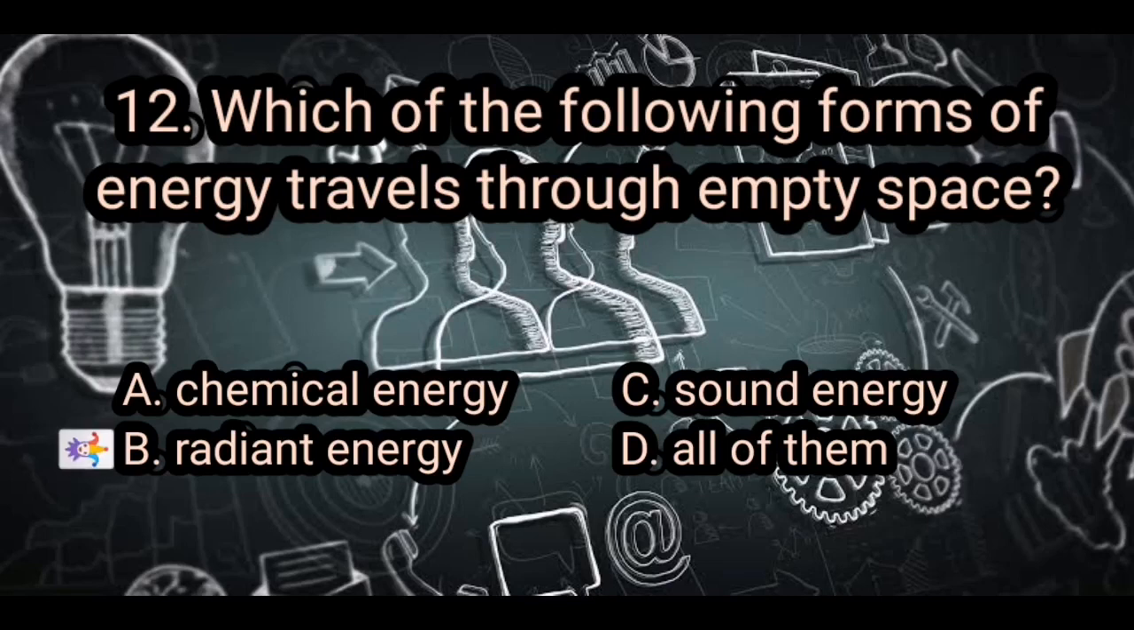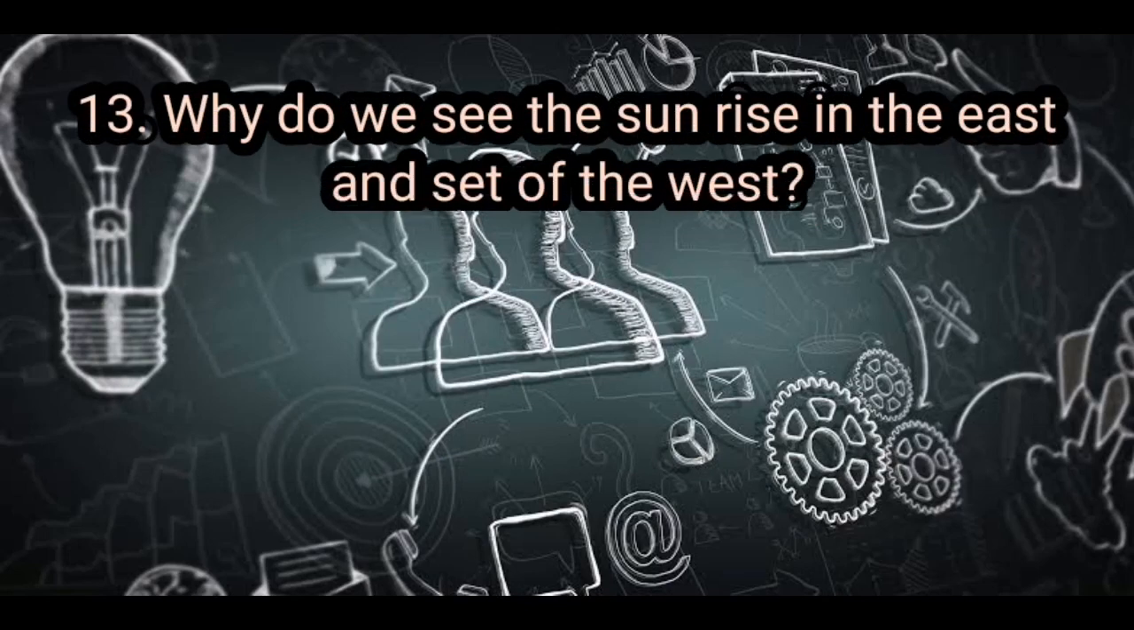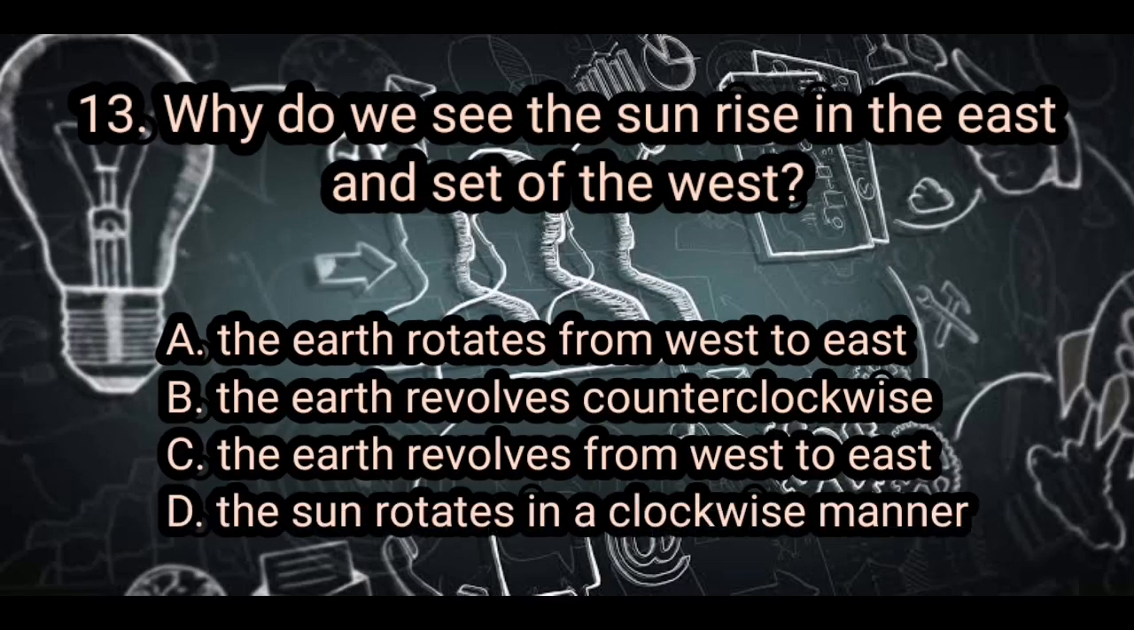Correct answer, letter B. 13. Why do we see the sun rise in the east and set in the west? A. The earth rotates from west to east. B. The earth revolves counterclockwise. C. The earth revolves from west to east. D. The sun rotates in a clockwise manner.